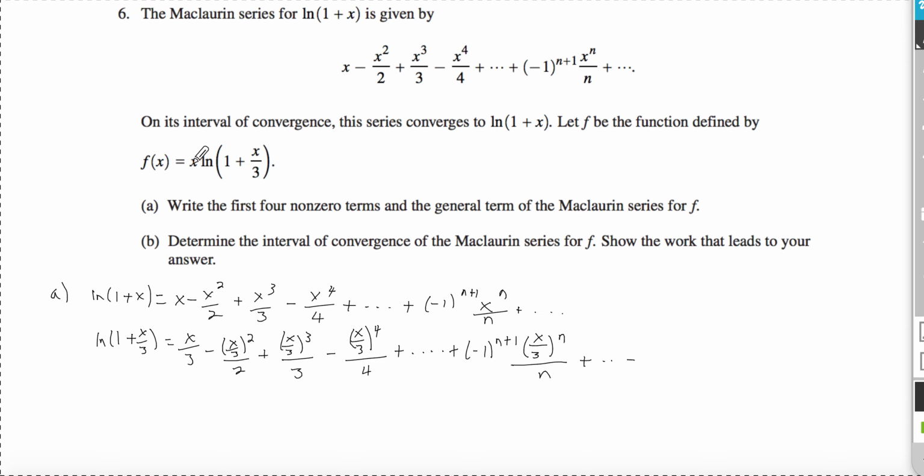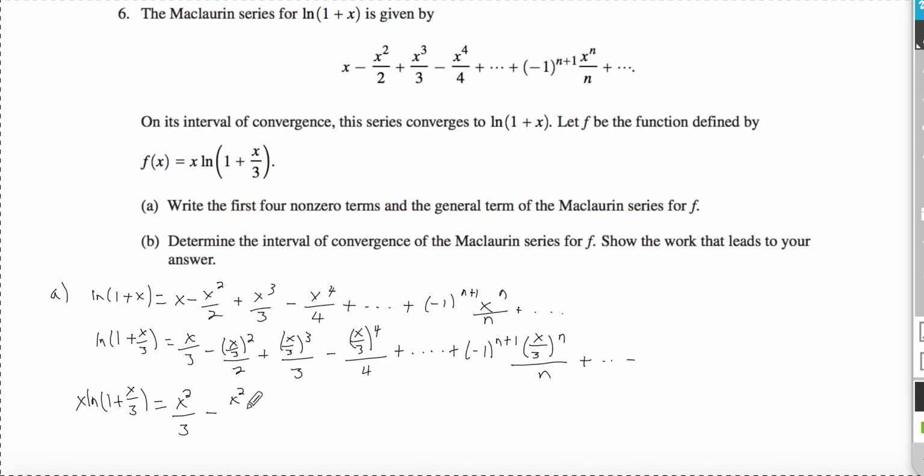What else do I need? I need to then multiply everything by x. So this would be x times the natural log of 1 plus x over 3, which will be equal to, I'm going to multiply this whole thing I just wrote out by x and see what I get. So this would be x squared over 3. I'm going to do some cleaning up here as I work. So this is going to be minus.